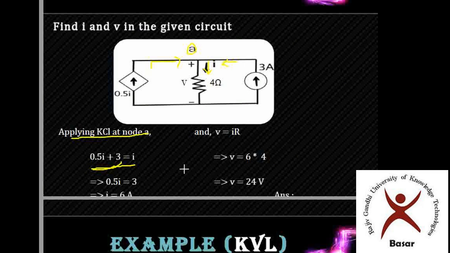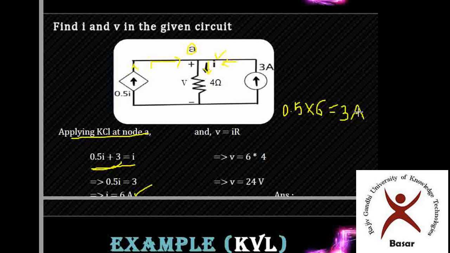If you rearrange, 0.5 I minus I equals 3, or I minus 0.5 I equals 3. So I equals 3 by 0.5, which is 6 amps. So I have found the value of current in the 4 ohm resistor. Once I know I, I can find the dependent current, which is 0.5 times I. The value of current is 6, so the dependent current is equal to 3 amps.